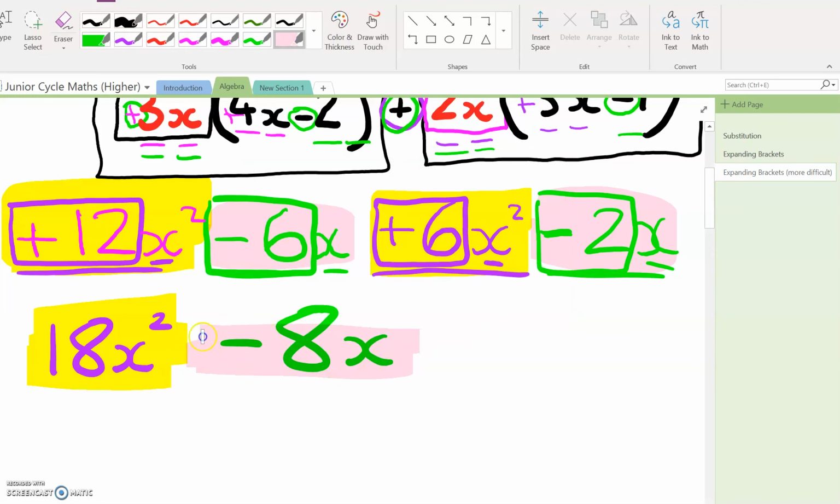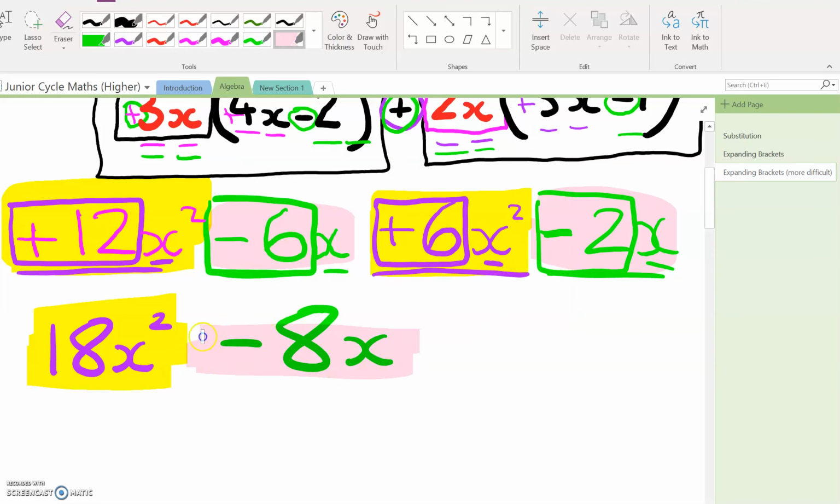Now what that means is the x squareds up here and here are like each other. So we can put the two of them together, and we get 18x squared. And what else is like? These x's are like each other. So we can put them together, and we get minus 8x. That's the answer. So there was an extra little step to do.